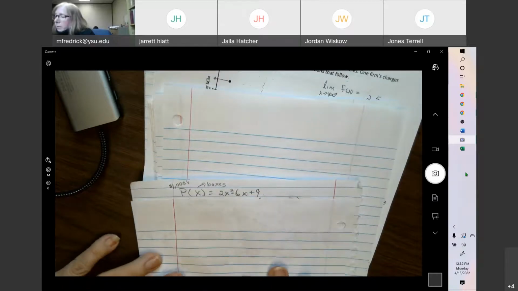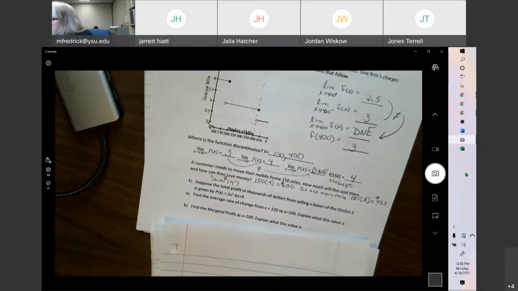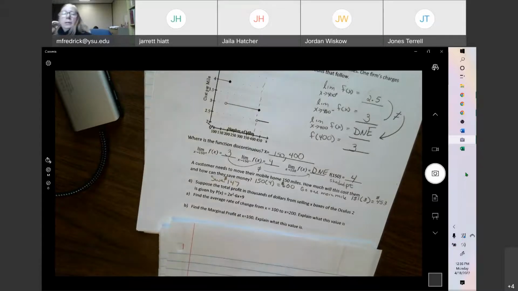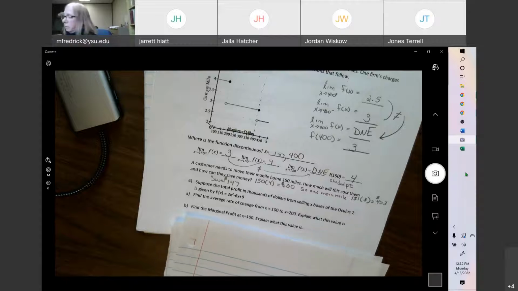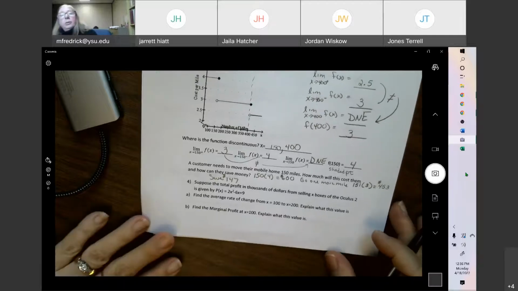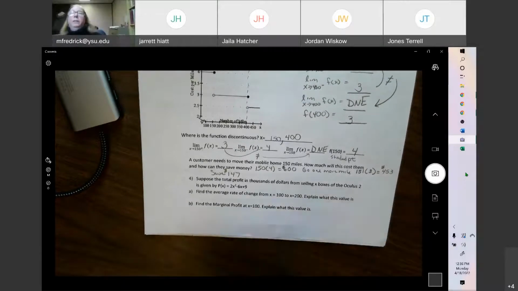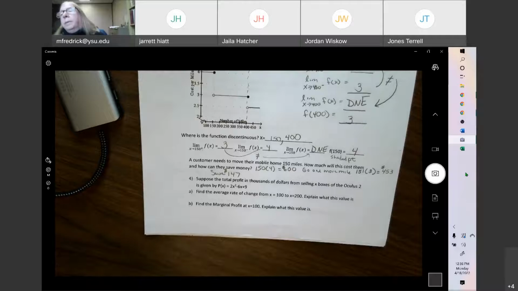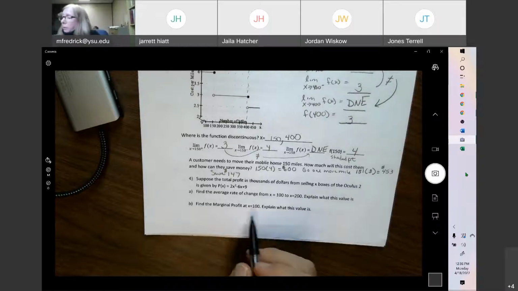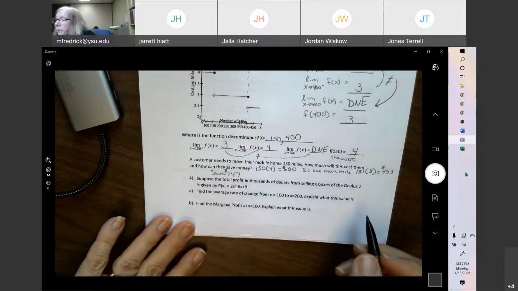Part B said, find the marginal profit at x equals 100. Marginal profit. Well, we did learn a long way of doing it. The limit as h approaches 0 of f of x plus h minus f of x. And that's probably how we did it on this exam, because I don't think we learned derivatives yet. But now you can do it using the derivative. So marginal profit is just the derivative.